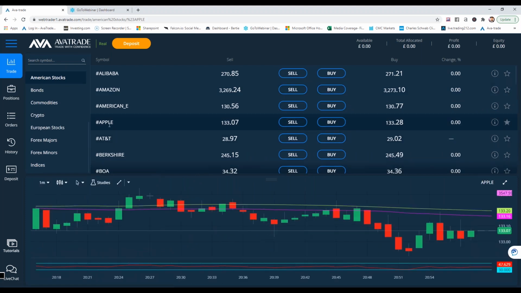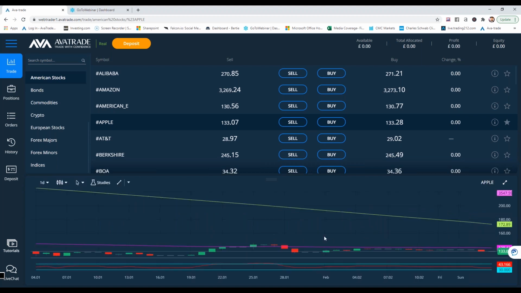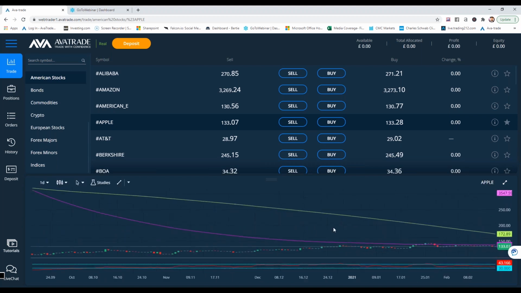The next stock that we'll be focusing on is Apple. This is your tech stock. Obviously, they make iPhones and everything else, so I don't need to explain more about that to you guys.